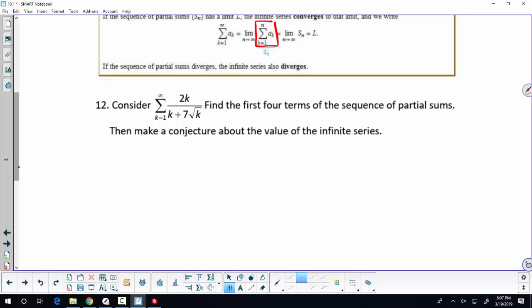Okay, so the series 2 times k over k plus 7 root k, we want to find the first 4 terms of the sequence of partial sums, and then make a conjecture about the value of the infinite series. Okay. First partial sum, second, third, fourth, we need those terms. So let's first start off by finding the first 4 terms.